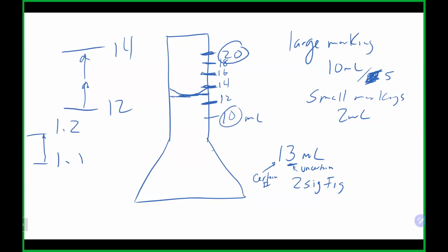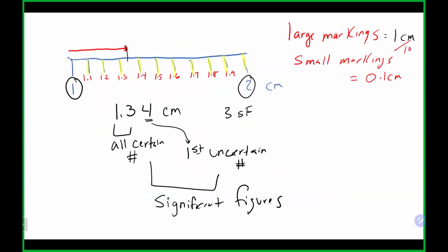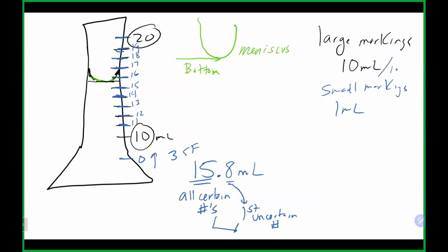Now, in general, you could take your reading to one more place to the right of the smallest marking. So what do I mean by that? Let's go back to our original one. Our smallest marking was to the first decimal place. We could take it to one more place to the right of our smallest marking. Here on this one, our smallest marking was the whole number. We could go one more place to the whole number. That is in general what you could do.